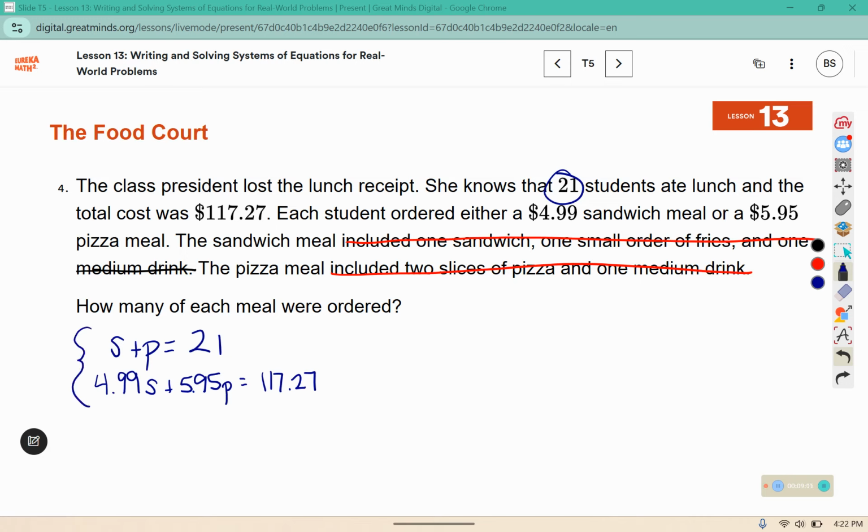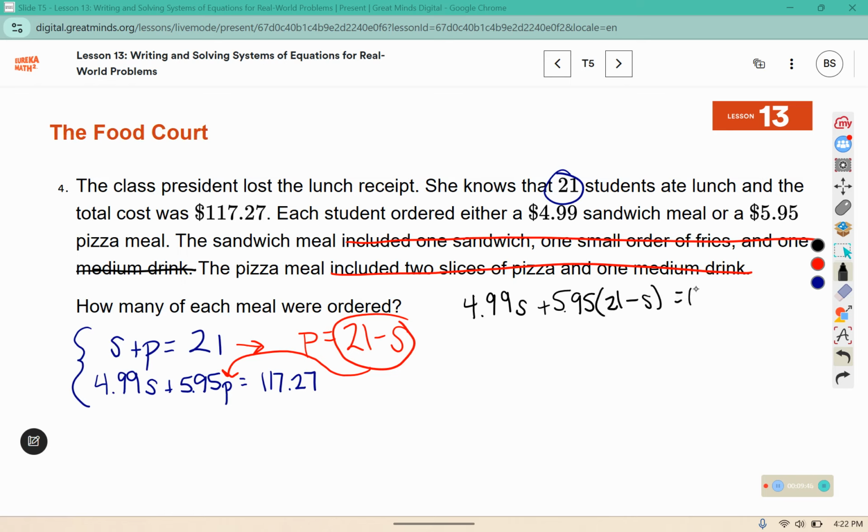So it will say 4.99S plus 5.95 times 21 minus S equals 117.27. We'll distribute here. $5.95 times 21 is $124.95. And then we have 5.95 times a negative S.